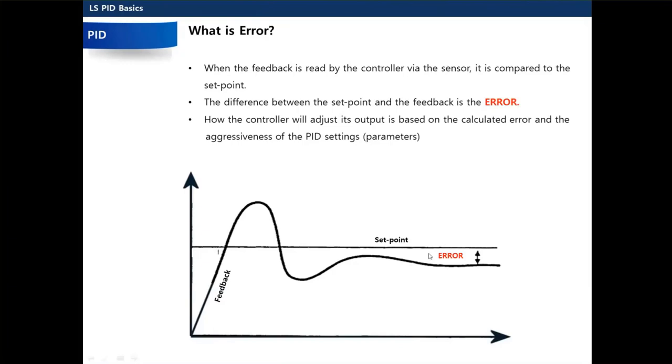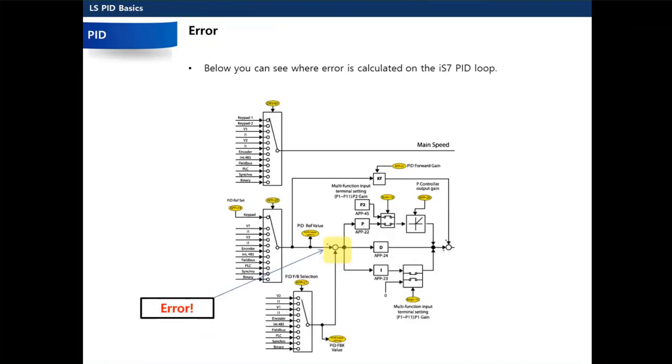But first off, error is the difference between the feedback and your set point. And you, of course, want to eliminate error as much as possible to make a nice, stable, and tight PID system. Here's again the big function block diagram, and this is only part of the function block diagram. This is from the IS-7.